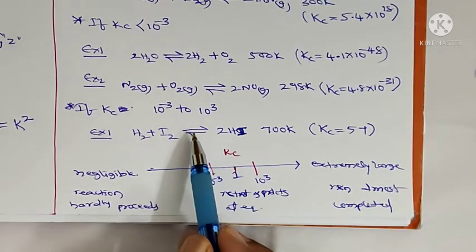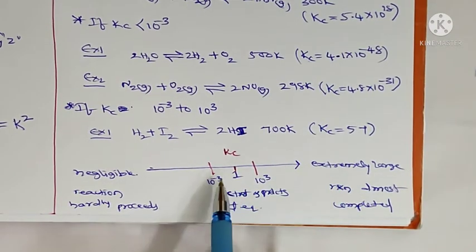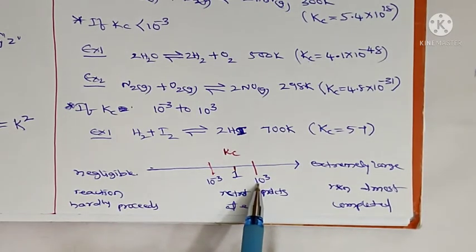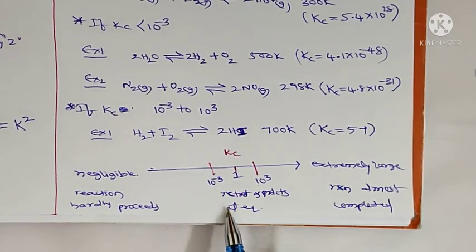So for this reaction the equilibrium constant Kc is 57, which is in the range of 10 to the power of minus 3 to 10 to the power of 3. So appreciable concentrations of reactants and products are present.